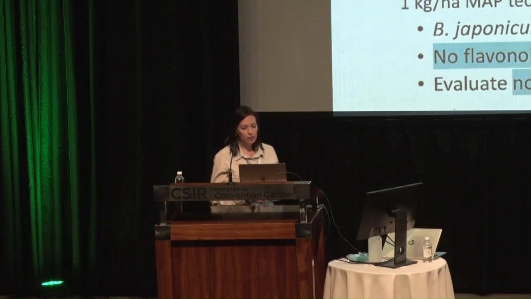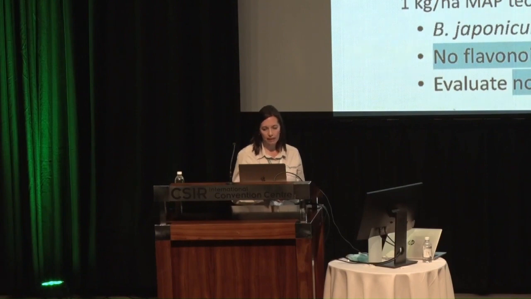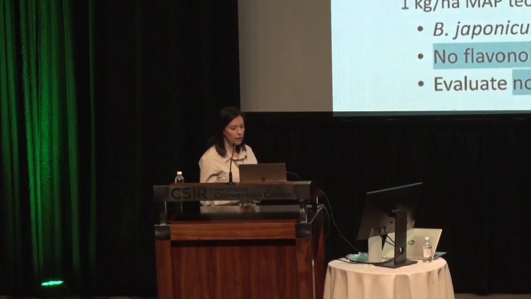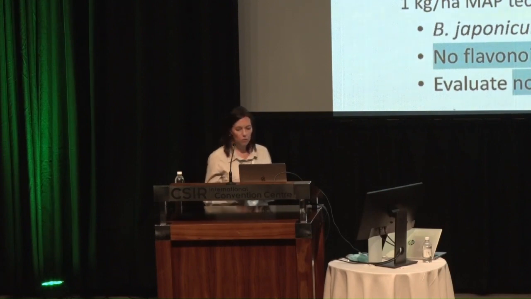The strains we used were the WB74 and then 3 USDA strains. We didn't use any flavonoid inducers, so we relied fully on the plant to produce that flavonoid signal. And then we evaluated the nodulation patterns of these cultivars at R1 and R5.